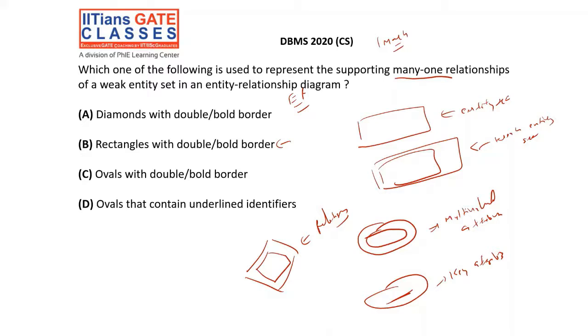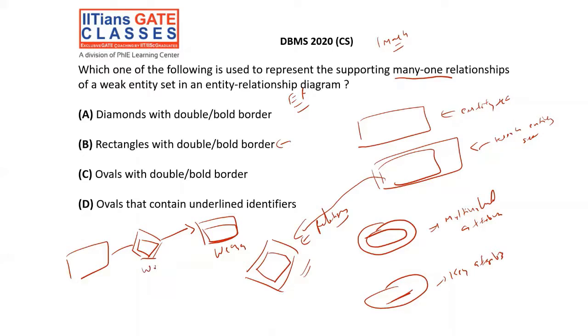Diamond represents a relationship. To support a weak entity set, we need a double border diamond. So this relationship supports the many-to-one relationship to the weak entity set. So if you see, this is one-to-many or many-to-one. If you see, this is called many-to-one relationship. This is your weak entity set. This is your weak relationship set, or you can say relationship, and this one is entity. So for the supporting relationship, we need a diamond with double and bold border. Answer is A.